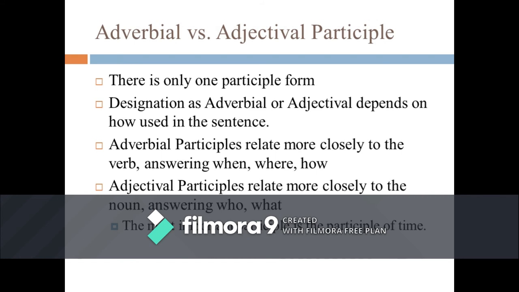So, an adverbial participle, if we think of it being adverbial, it means we think of it relating more closely to the verb. And it's answering the questions when, where, or how. And these are the questions that an adverb answers, like, when did you do it? Where did you do it? How did you do it? These are adverbial questions. Adjectival participles relate more closely to the noun, and they are answering the questions of who or what. Okay? Because the noun is what or who, they are answering those questions.